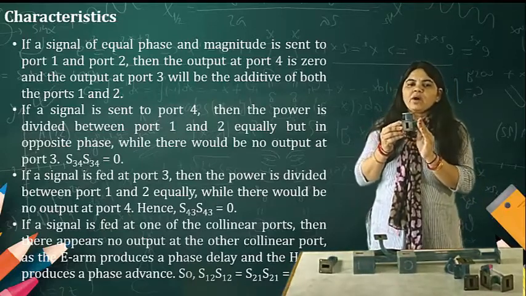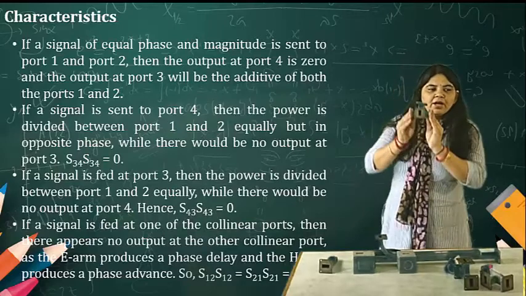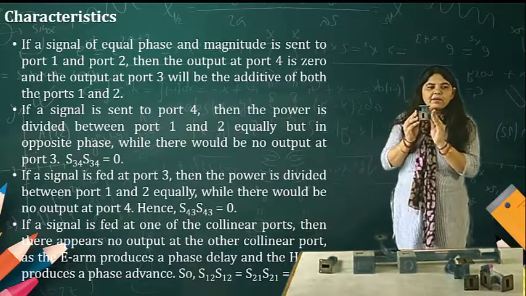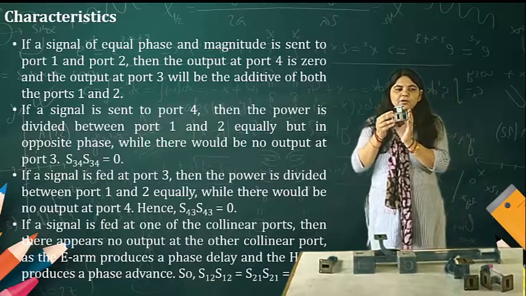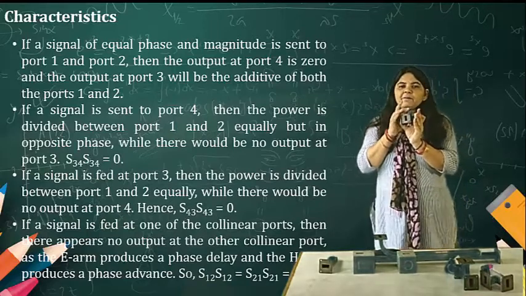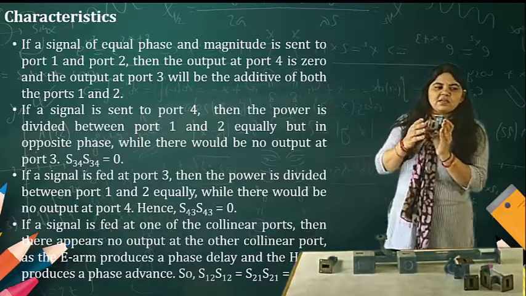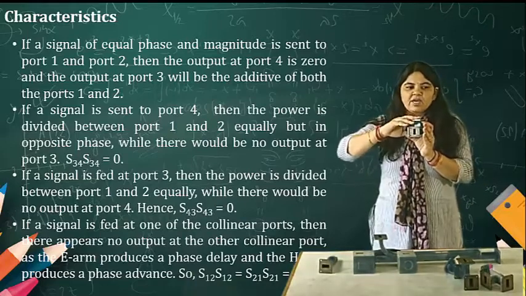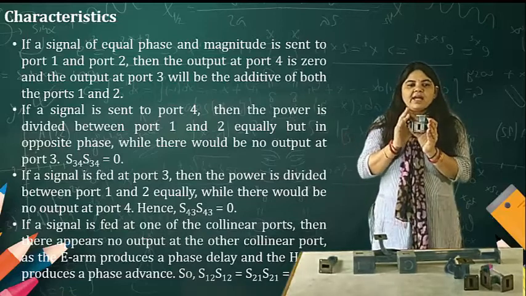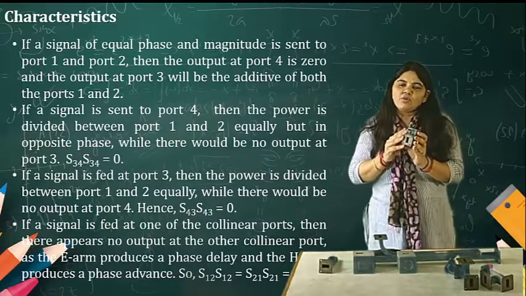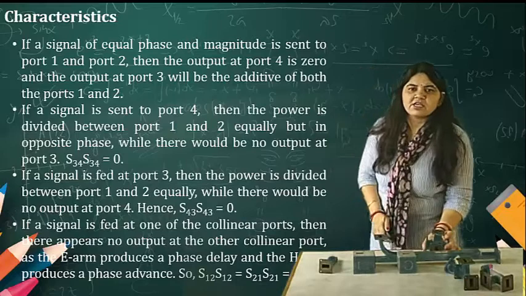And if a signal is fed at the collinear arms, when you apply the input from port number 1 and port number 2, there is an output at the E arm that produces a phase delay, and at the H arm the output is a phase advance. So S12 and S21 are both equal to 0.